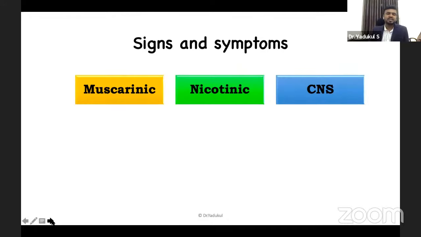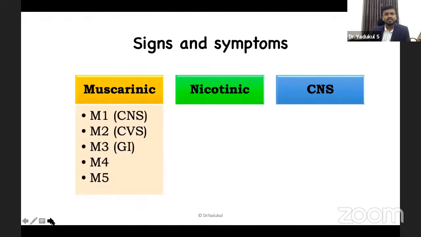The muscarinic symptoms, why do they occur? Because the receptors are M1, M2, M3, M4, and M5. We all know the location of these receptors. I will not go into naming all those things. M1 is predominantly in the CNS, M2 in the CVS related to the heart, M3 is more or less in the GI tract. M4 and M5 are not that significant.